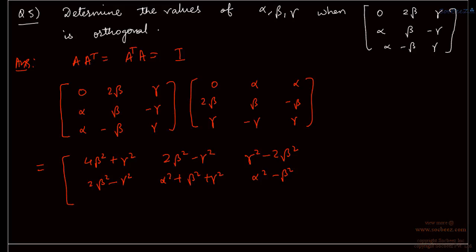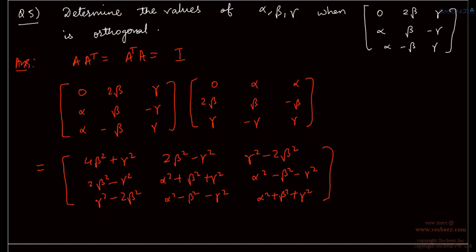And then alpha square minus beta square minus gamma square, right? Finally, again gamma square minus 2 beta square, alpha square minus beta square minus gamma square, and then alpha square plus beta square plus gamma square, right?